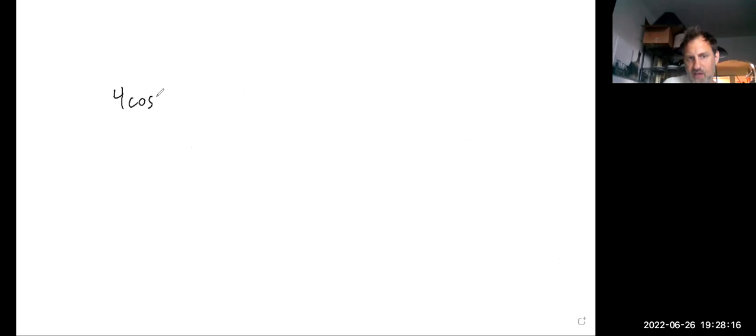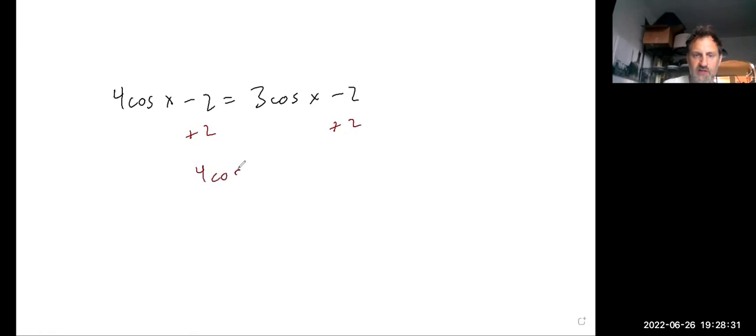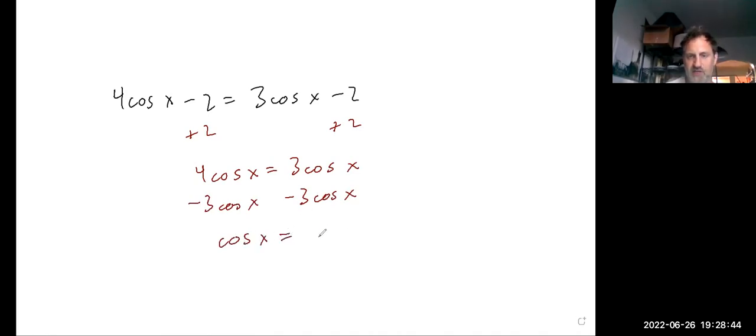4 cosine x minus 2 equals 3 cosine x minus 2. You're welcome to take a stab at this one. Press pause, come back, add 2 to both sides. So 4 cosine x equals 3 cosine x. Now I'm going to combine like terms, so I'm going to subtract 3 cosine x from both sides. So this is 1 cosine x, which is cosine x, equals nothing, 0.